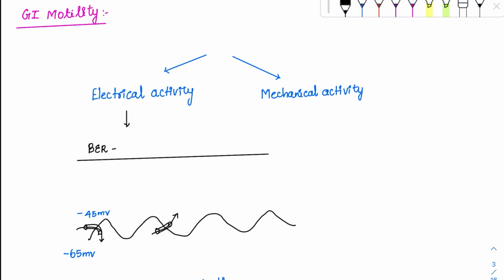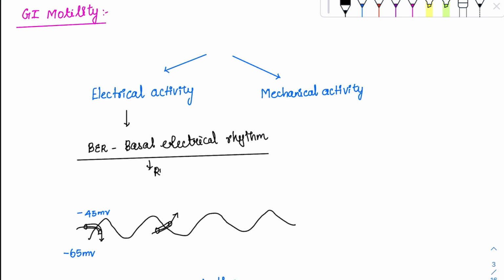And the electrical event in GIT is called as BER. What is this BER? It is called as basal electrical rhythm. At the base, whatever electrical activity is called as BER, basal electrical rhythm. This basal electrical rhythm is like the RMP for the GIT. It is nothing but the resting membrane potential of the GIT.